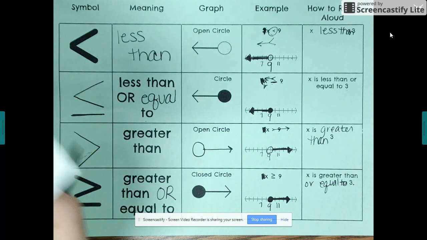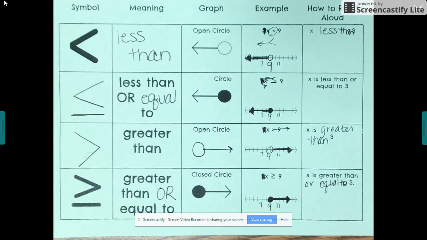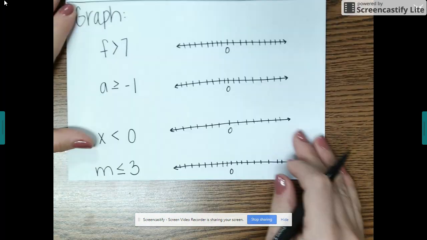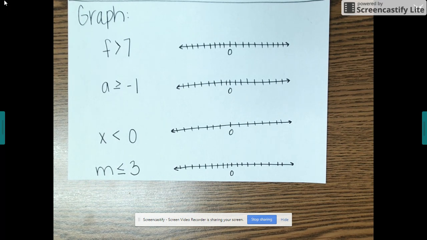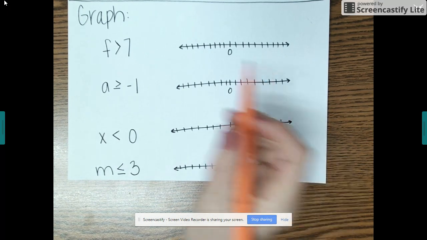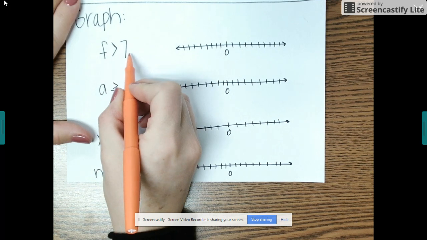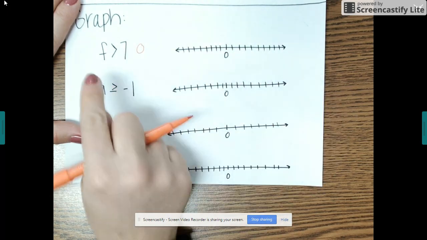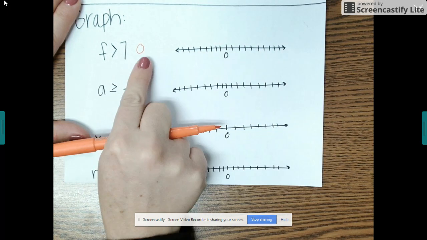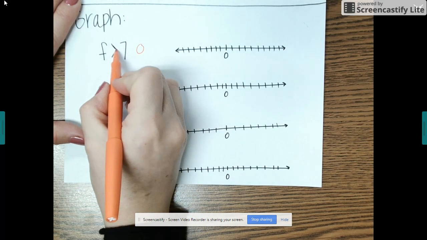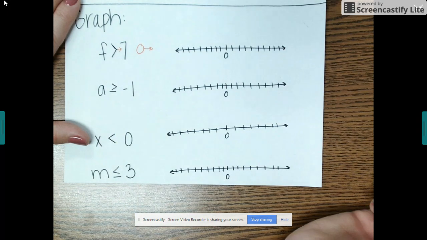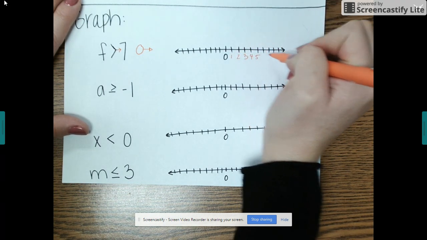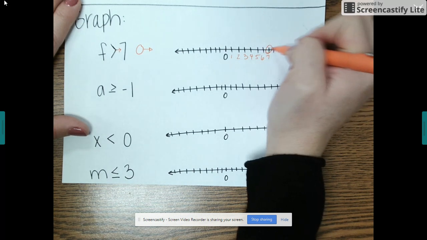Okay, so I just need to go through about 4 examples and then we'll be done. Okay, so we're going to graph them, and I'm going to use another different color. So here, f is greater than 7. So is it going to be an open or closed? It's going to be an open, good. And am I going to shade right or left? That way, good. So 7, 1, 2, 3, 4, 5, 6, 7, open circle.